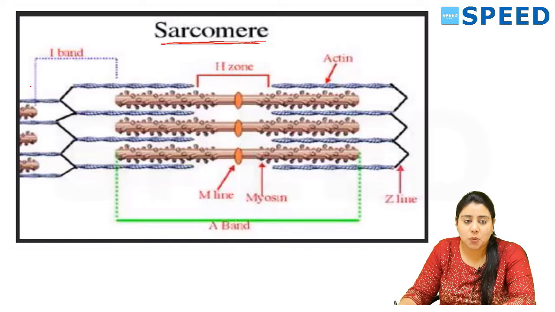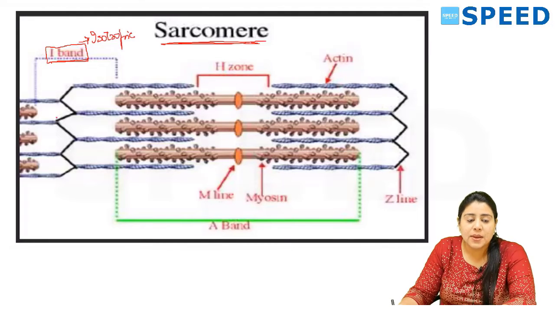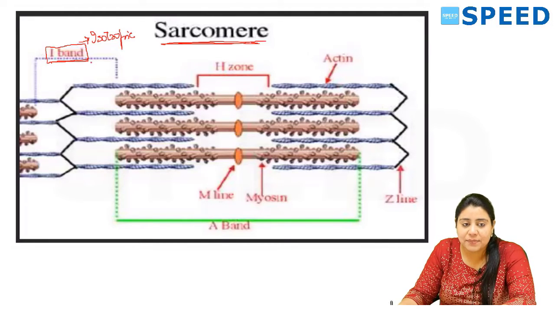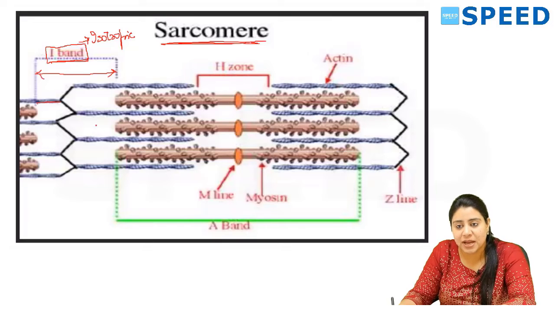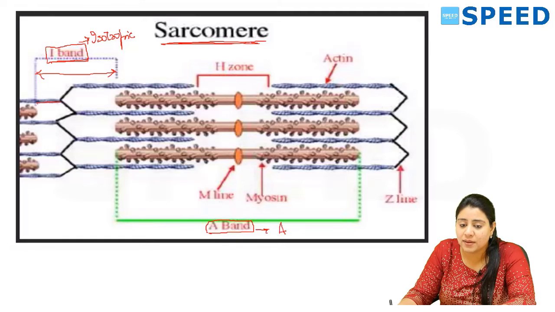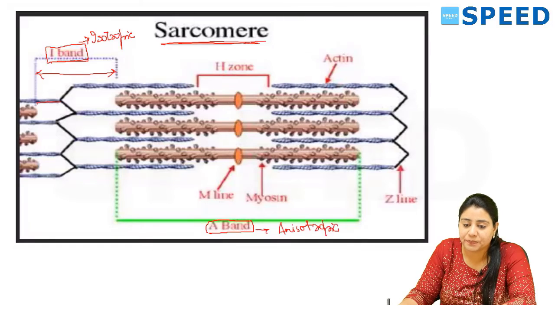Here we have an I band. This I band is isotropic to polarized light, hence it is called so. We can see that this I band only contains actin filaments and there is no myosin filament in the I band. Then we have the A band. This is the darker band because it is anisotropic to polarized light.